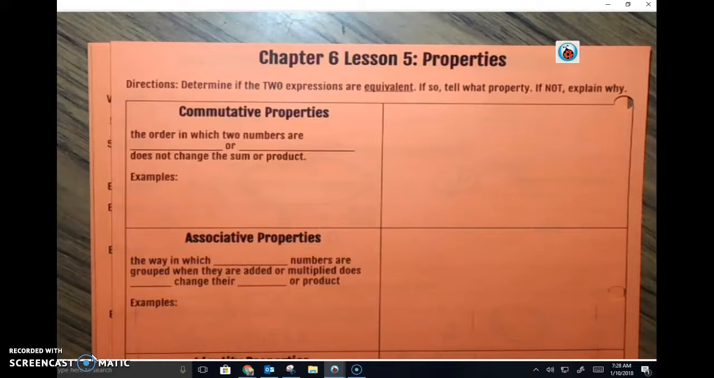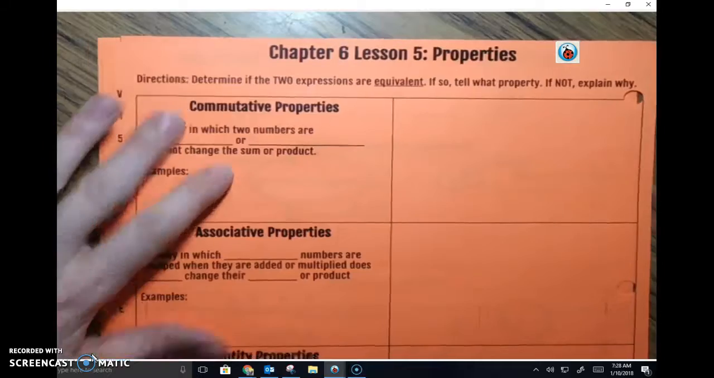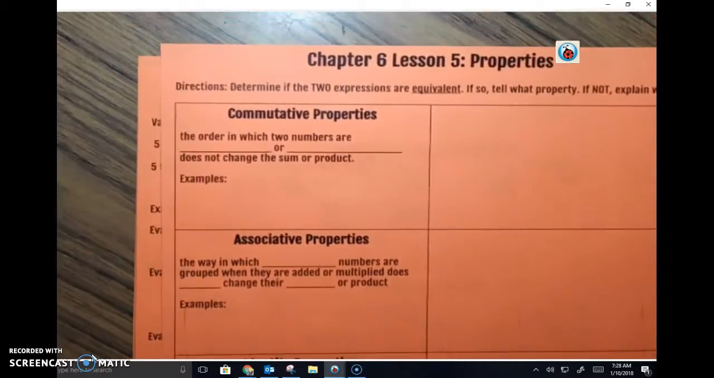In this lesson, it's in Chapter 6, Lesson 5, we're talking about properties. There are 4 properties we're going to be talking about, but only 3 in this lesson. So we're first going to go down the left side and determine what these properties are.